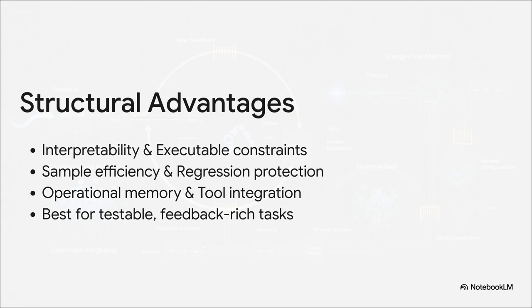The structural advantages are huge. You get real interpretability because a rule written in code can be audited and criticized. You get insane sample efficiency, where one single patch instantly upgrades an entire strategy. And you get executable constraints. For anyone building AI that touches the real world, this means you finally have a system you can actually trust and debug.